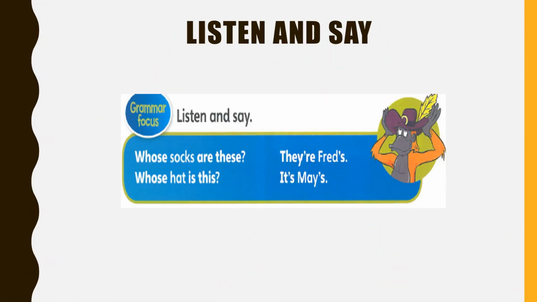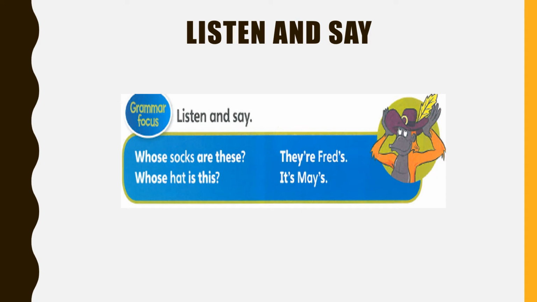So I'm going to say these questions and their answers, and I want you to repeat them after me. Okay, let's begin. Whose socks are these? They are Fred's. Whose hat is this? It's May's. Remember, socks are plural, right? This is not just one sock. There are lots of socks, right? This is why they've used the word these and they. And the hat is just one hat. This is only one hat. This is why they've used the word this and it.